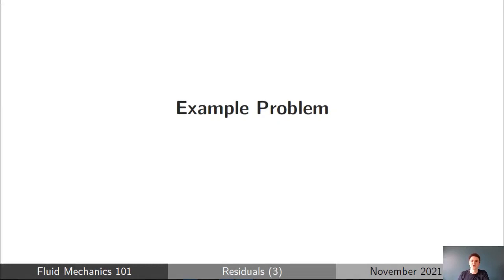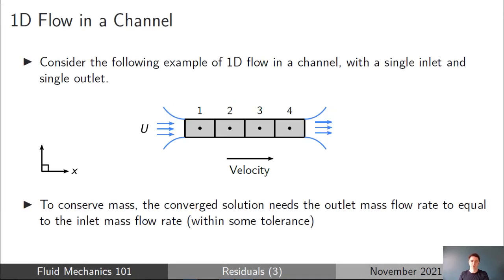So let's start this talk off with an example problem. The example problem I've chosen is very similar to the example problem for the energy equation that we used in part 1 and part 2. Rather than 1D heat flow in a bar from a hot end to a cold end, what we've got is 1D flow in a channel with a single inlet and a single outlet. Flow will be coming in the left end of the channel and going out the right end. We're going to divide that 1D channel into 4 cells, very similar to the energy equation that we looked at before.